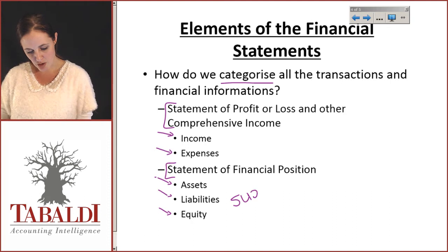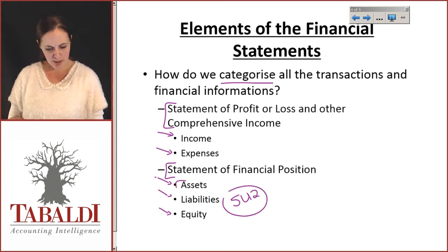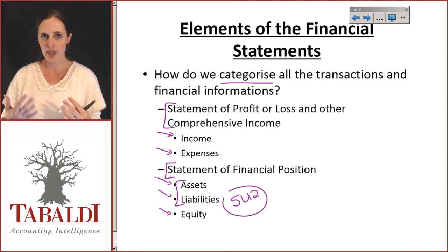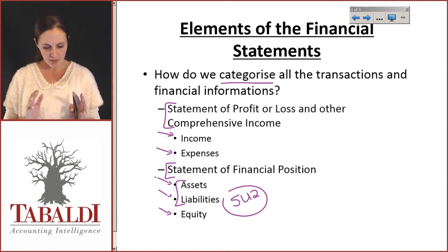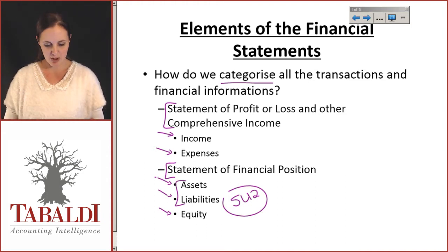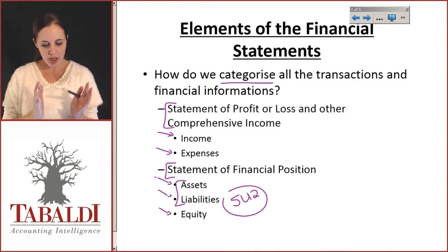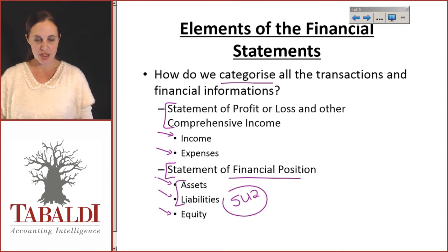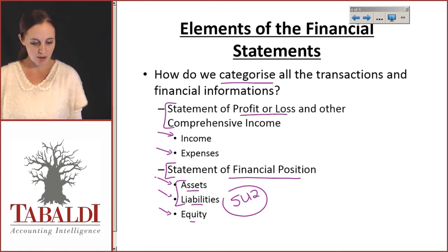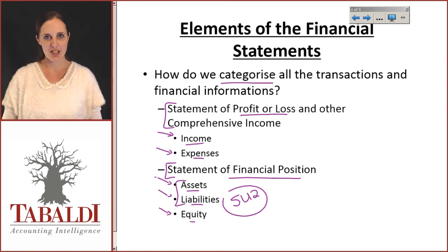In Study Unit 2, we're going to go into detail about these, especially your assets and your liabilities. So we're going to go into a lot of detail about what those are, how to recognize them, what they look like, that type of thing. And we've already looked at an example of what your statement of financial position looks like. So whenever we're talking about your financial position, we talk about assets, liability, and equity. And when we're talking about profit or loss, we're talking about income and expenses.